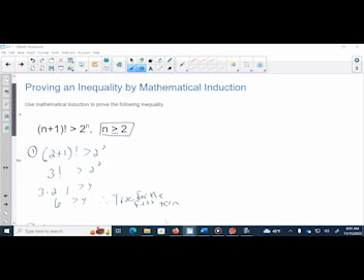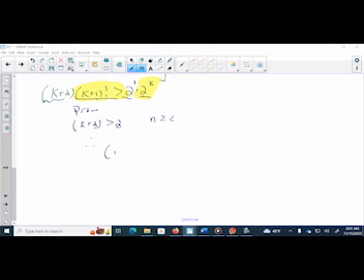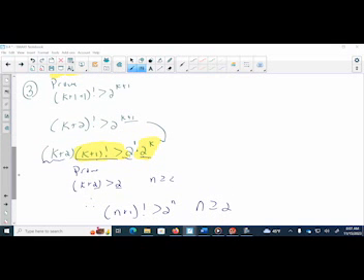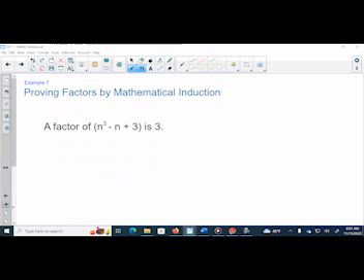I'm going to go back up to my original statement that n plus 1 factorial is greater than 2 to the n when n is greater than or equal to 2. So by putting in the k plus 1 and pulling out what I knew was true, I can prove that what's left also is true. Okay, proving factors by mathematical induction.